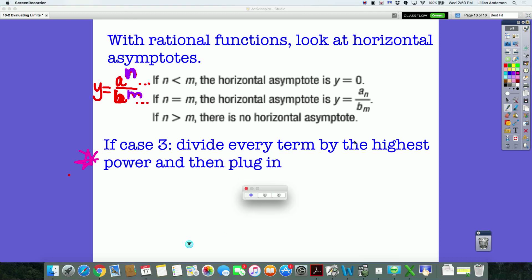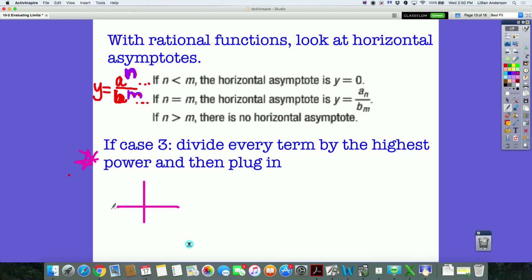Again, with rational functions, you look at the exponent of your numerator and the exponent of your denominator. If the numerator is less than the denominator, your limit is going to be 0. Simple as that. If they're equal, it's the coefficients of the largest exponent. If the numerator is bigger, there was no horizontal asymptote, but this is when we do case three, which involves slant asymptotes. You remember doing slant asymptotes? Those had a diagonal, and then it looked like this, and like this.